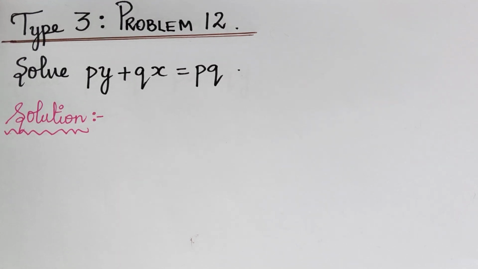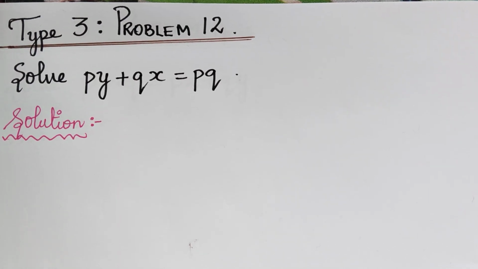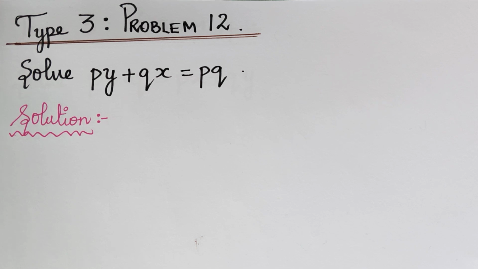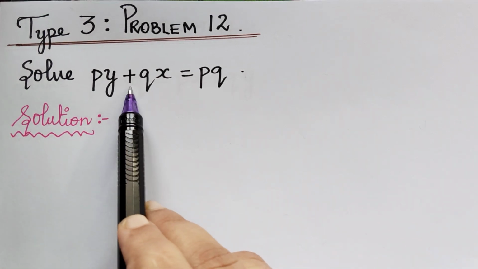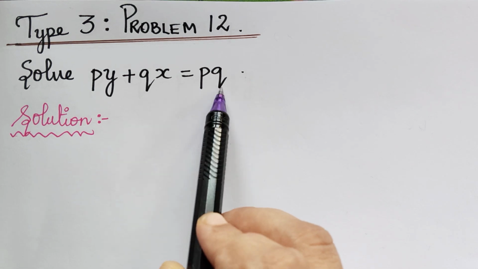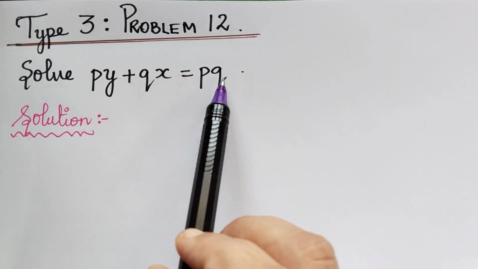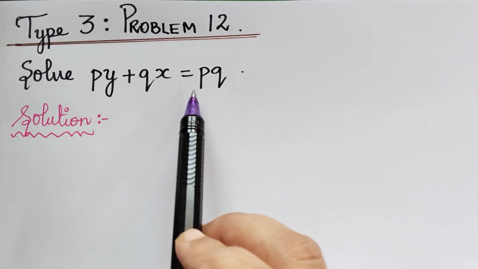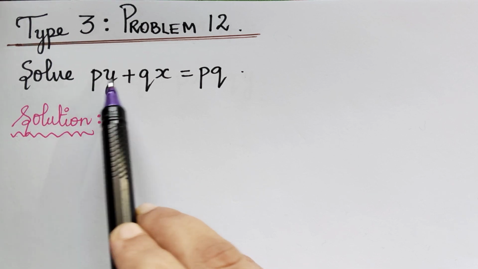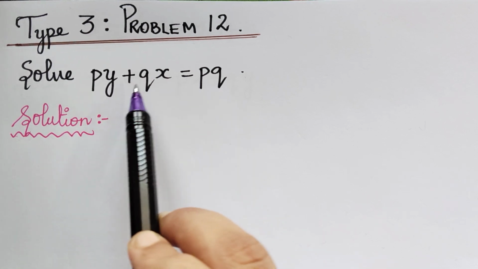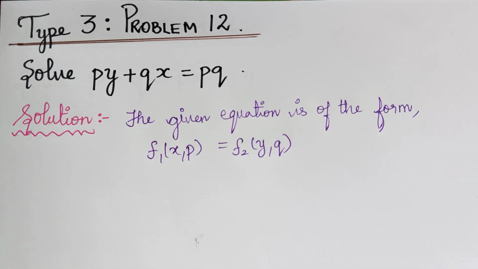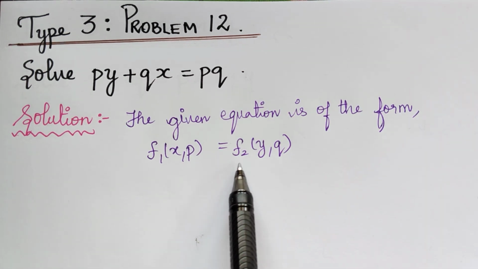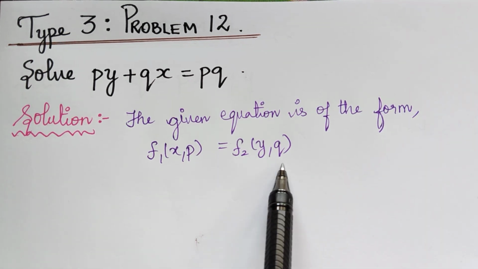Under the topic nonlinear partial differential equations, here we have problem 12 under standard type 3. The question is solve py plus qx is equal to pq. So we observe that the given question has only x, y, p and q. z is not present. So the given equation is of the form f1 of x comma p is equal to f2 of y comma q.